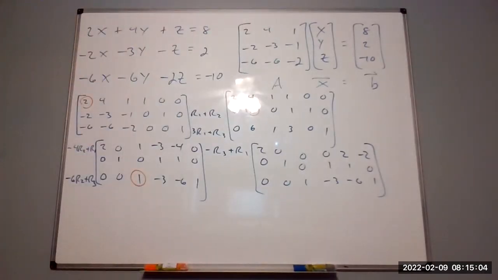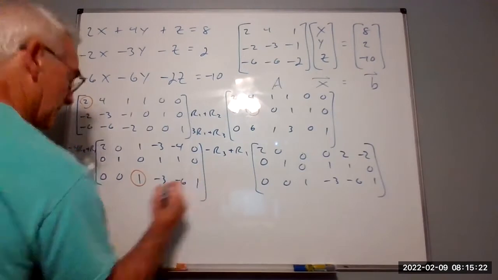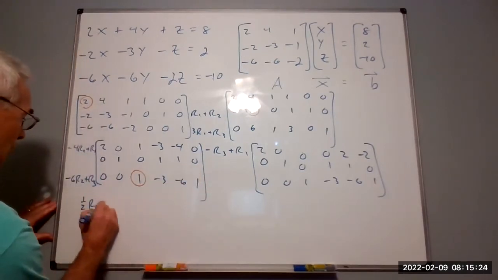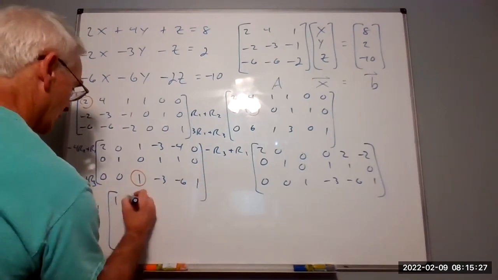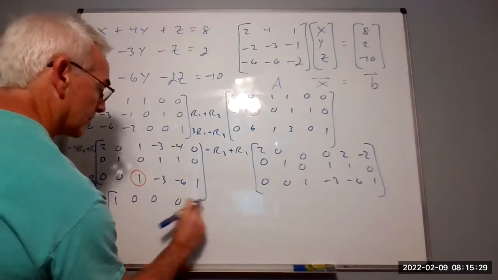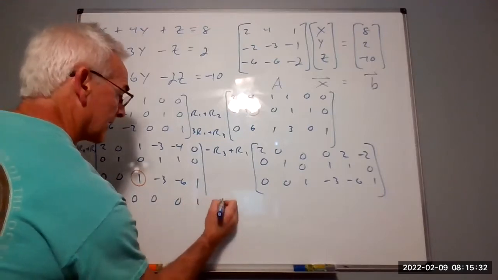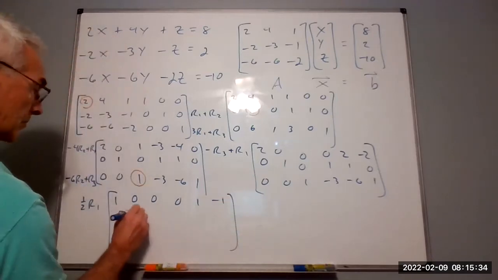Now, if I've done this correctly, which I hope I have, let's make sure. The last thing I want to do is multiply this row by a half. So how about 1/2 row 1? Now, hopefully we didn't make any boo-boos. 1, 0, 0, 0, 1, negative 1, 0, 1, 0, 1. Professor, yes? Where did that last negative 2?